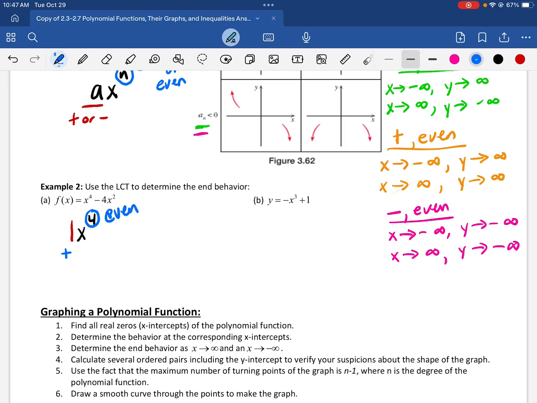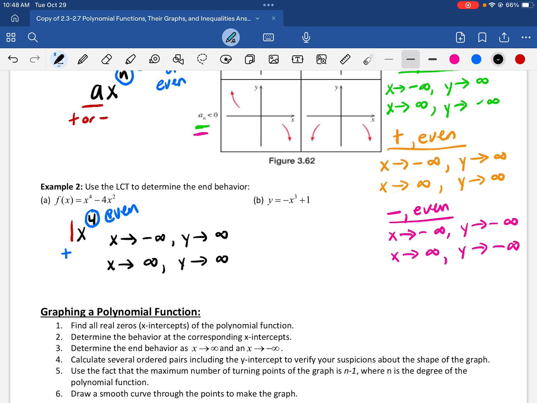So I have a positive and an even. That goes to the scenario that we have over here in orange. Positive and even tells me that both of my arrows are going to be pointing up. So my end behavior on the left is x going towards negative infinity, pointing up, so y is going towards infinity. On the right hand side, our x's are going towards infinity, my arrow is pointing up, telling me y is also going towards infinity.